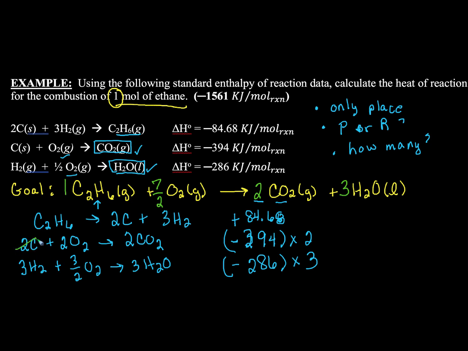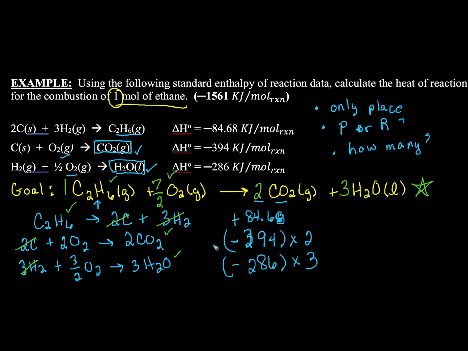So I have 2 carbons, 2 carbons. Those cancel because they're listed as product and reactant. Okay, 3 hydrogens cancels 3 hydrogens. 2 is the same as 4 halves. So 4 halves and 3 halves, there's my oxygen. I still have my ethane, my CO2, and my water. So if I added these reactions, I do get to that goal reaction.